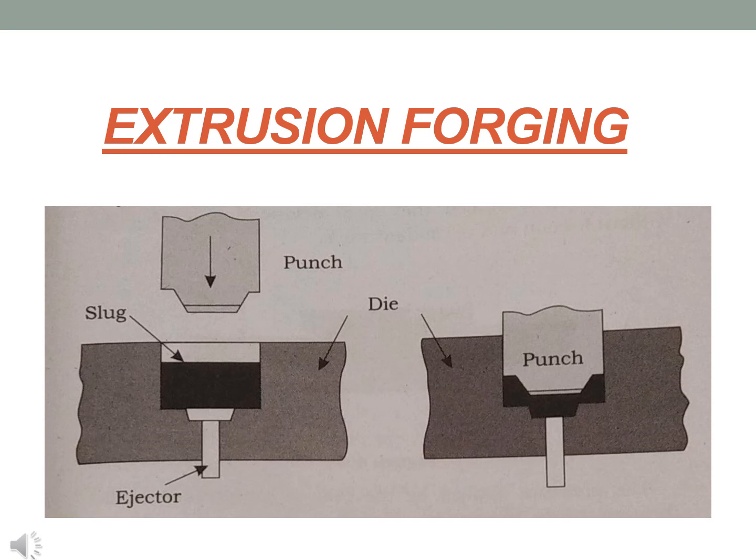As you can see, the figure shows the tools used in extrusion forging. The slug, also called the billet, is the one that has to be deformed. The punch is the one which deforms the metal, and there's a small opening through which the deformed metal can be obtained.